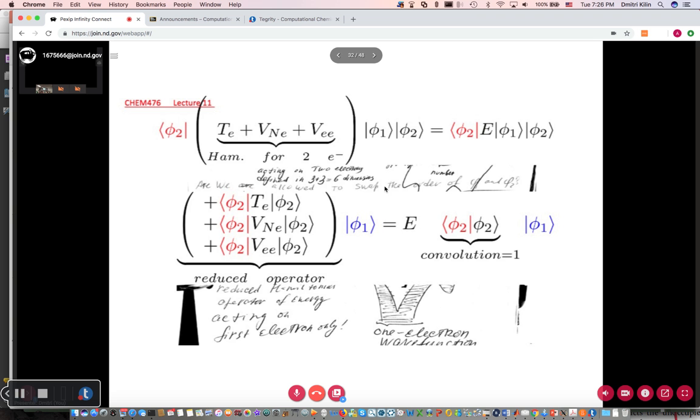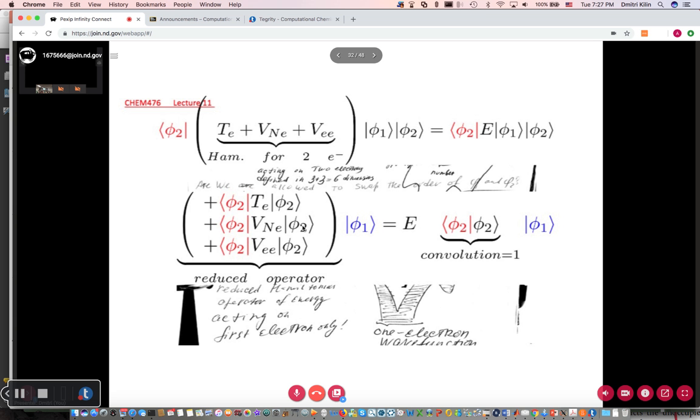Let's look further. What I'm going to do next: you see that there are three terms in the Hamiltonian. So I may want to carefully open these brackets for kinetic energy, nuclear attraction, and electron repulsion, and see what happens.